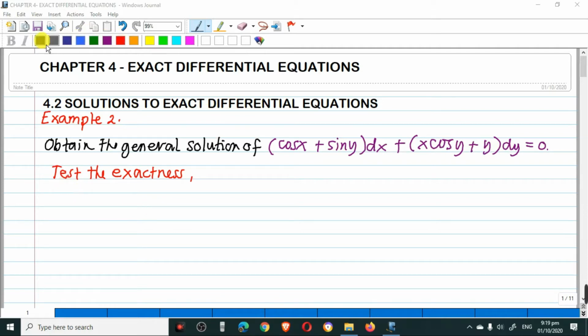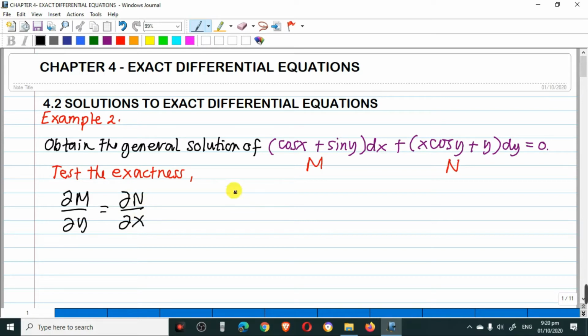So in order for us to check the exactness of this DE, we have a formula that we will use. The partial derivative of M with respect to y must be equal to the partial derivative of N with respect to x. We all know that the M term is the term associated with your dx, and N is the term associated with your dy. So let us substitute directly and solve to prove that the left side is equal to the right side.